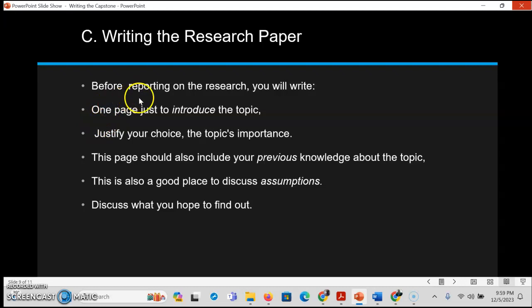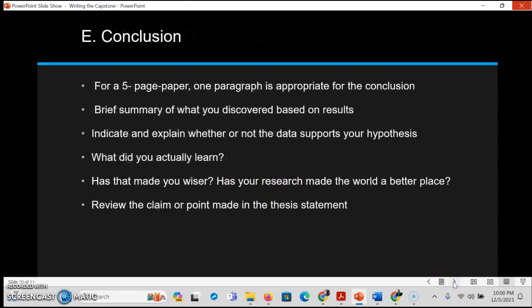So again, before you start reporting on the research, you have to start with at least one page to introduce the topic. Similarly to the oral history project, right? Except that that one was a little shorter. You tell me why you chose that topic, how it connects to our class, right? What did you know about it? What were some of the assumptions? What were you hoping to find through your research, right? After you report on that research, you're going to conclude the paper, right? And for that, you only need one paragraph, and you can use any of these strategies here to do it.